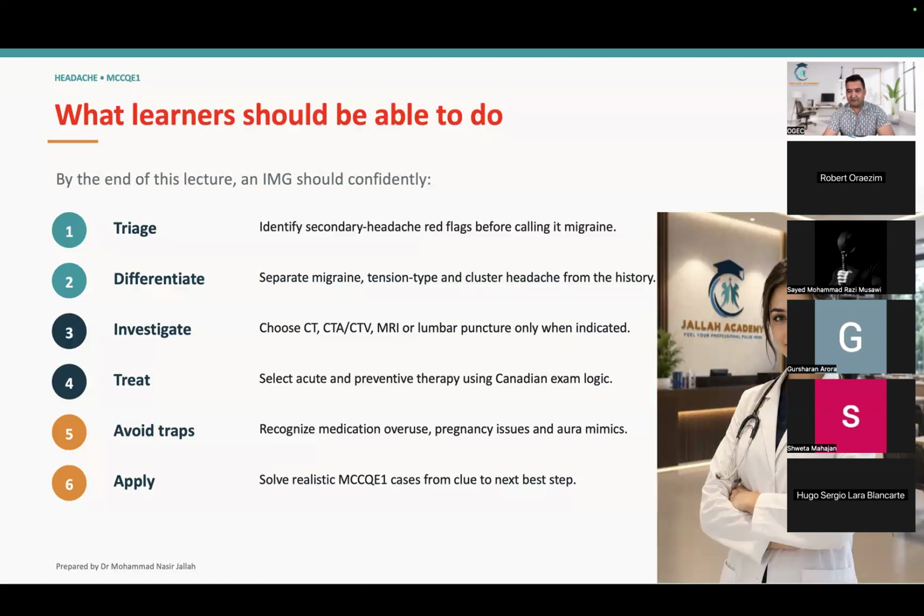points of the headache. By the end of this lecture, we should be able to identify the different types of headache, whether it is primary or secondary, and identify the secondary headache red flags before calling it a migraine or tension headache or cluster headache or primary headache. Investigation: what kind of investigation is supposed to be done for which kind of headache? Do we have to do it or not?